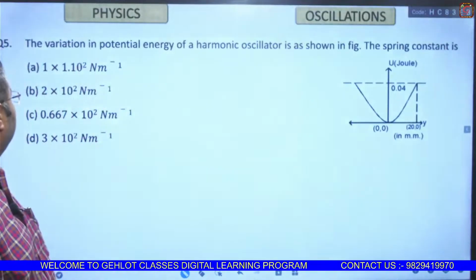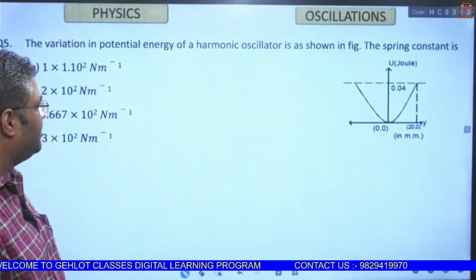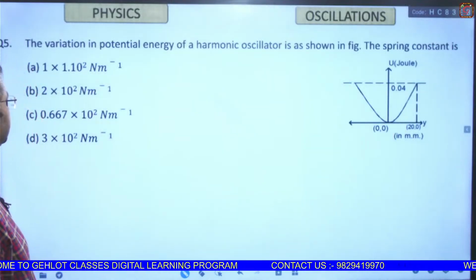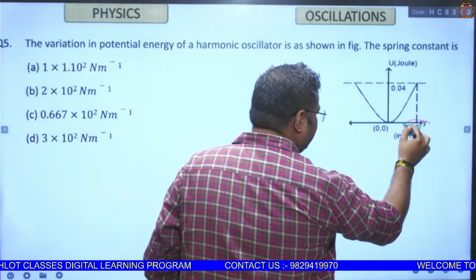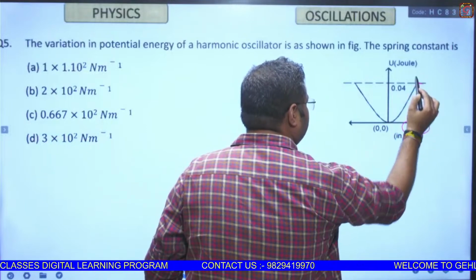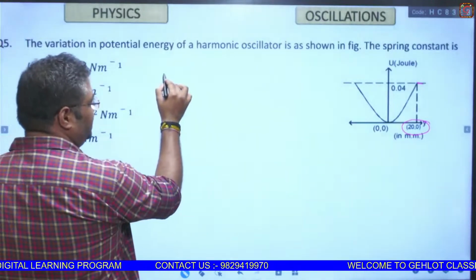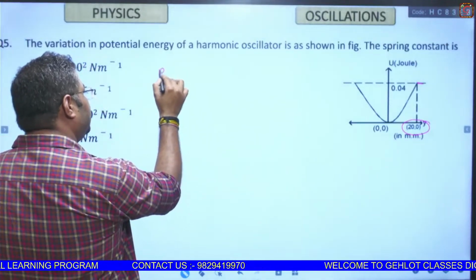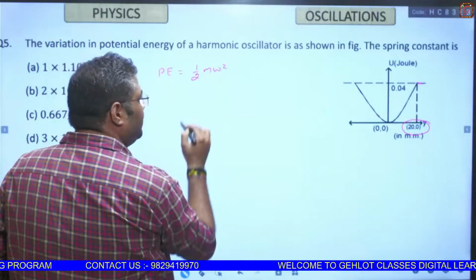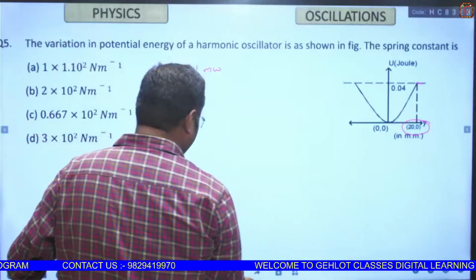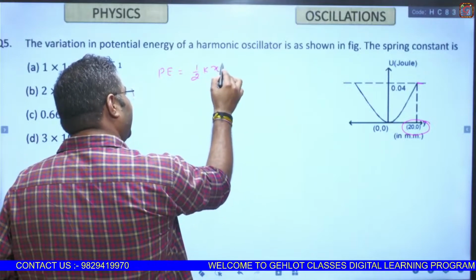Now there is a graph. The variation in potential energy of a harmonic oscillator is shown in the figure. The spring constant will be? See, in this graph at x equal to 20 mm, the U is equal to 0.04. So we all know that potential energy can be written as half k x square. In this question spring constant k is asked.